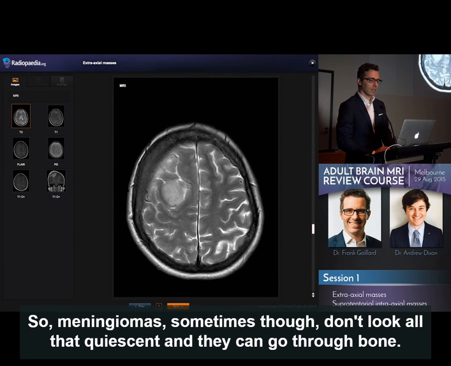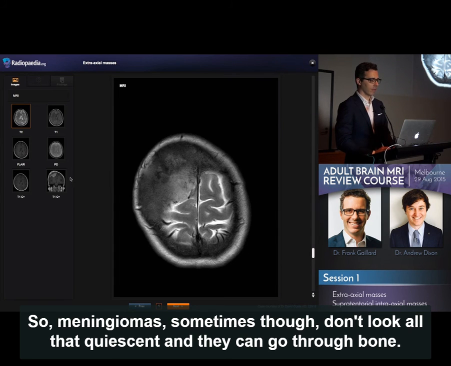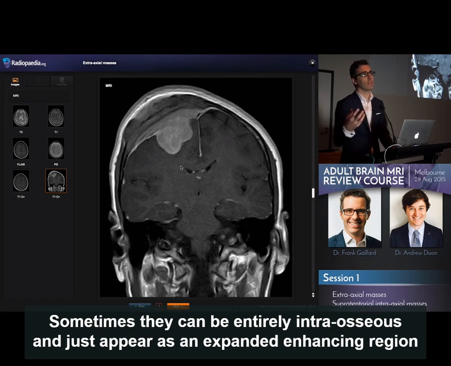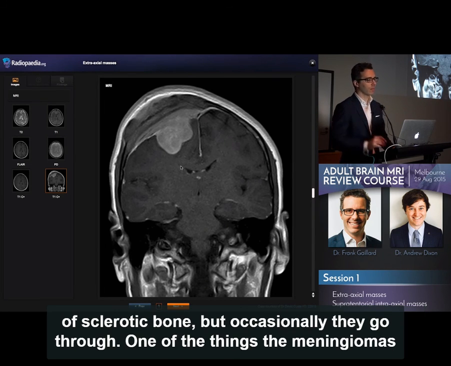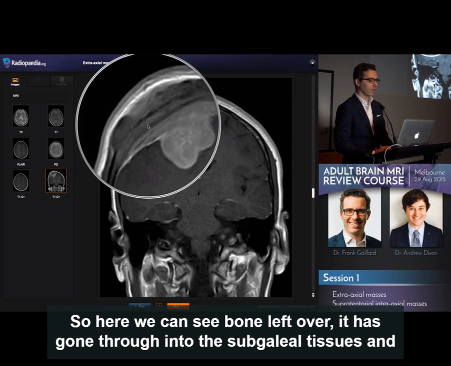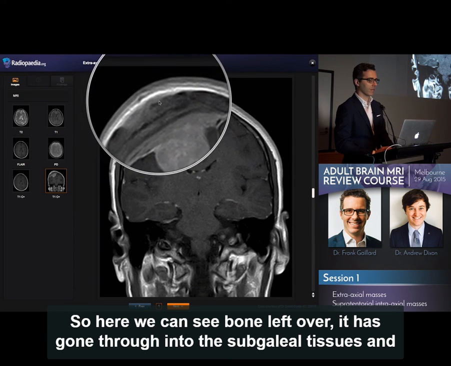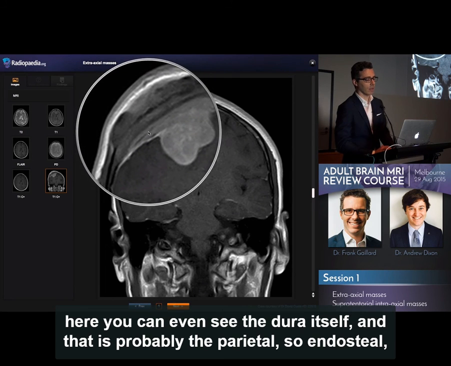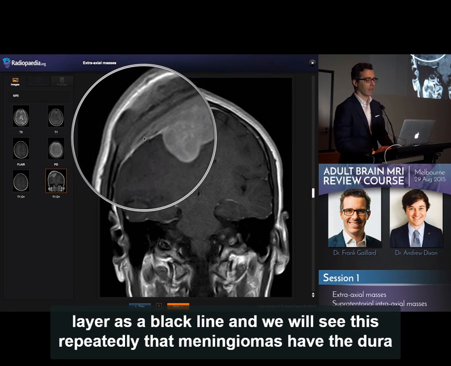So meningiomas sometimes, though, don't look all that quiescent, and they can go through bone. Sometimes they can be entirely intraosseous and just appear as an expanded enhancing region of sclerotic bone. But occasionally they go through. One of the things that meningiomas tend to do is go through, leaving behind a ghost of what structures they've transgressed. So here we can see bone left over. It's gone through into the subgaleal tissues. And here you can even see the dura itself. That's probably the parietal, so endosteal layer, as a black line.